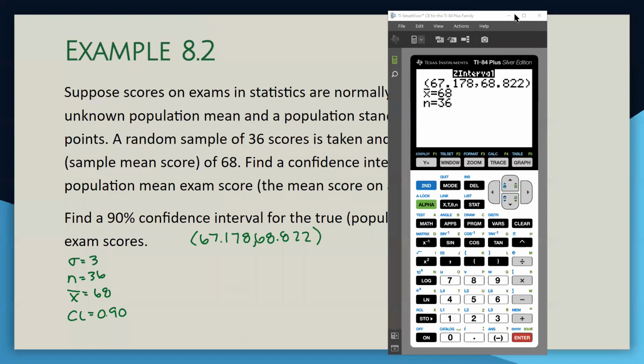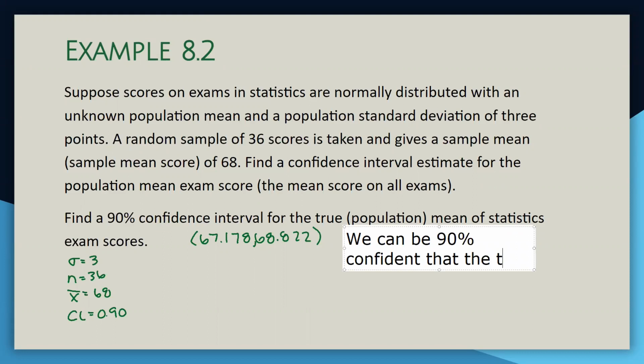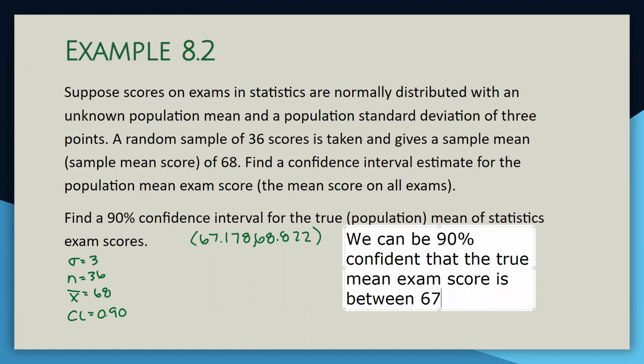So let me minimize that calculator, and we're going to do our very last step, which is we should summarize what this tells us in the words of the problem. So we can be, let me type this so I'm not giving everyone a headache. We can be 90% confident that the true mean exam score is between 67.178 and 68.822.